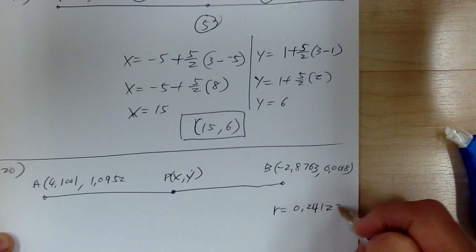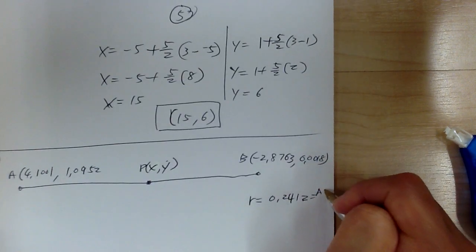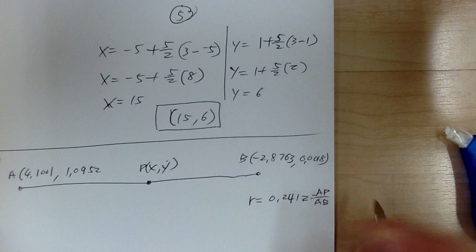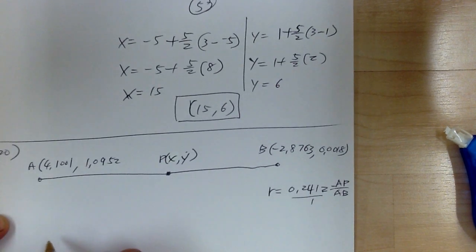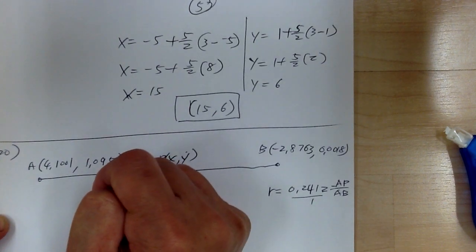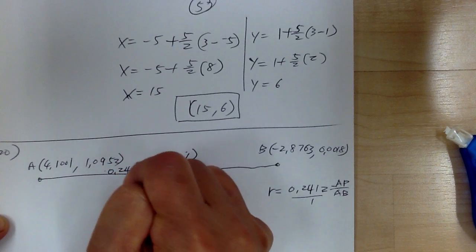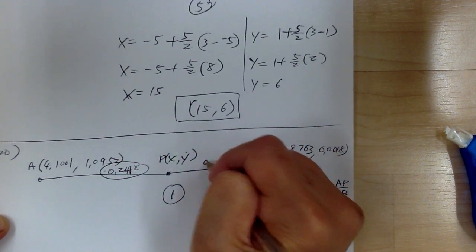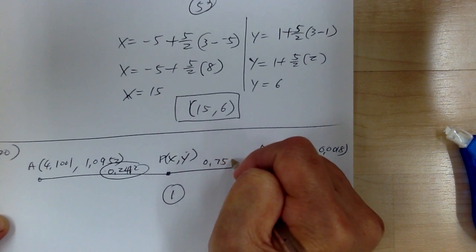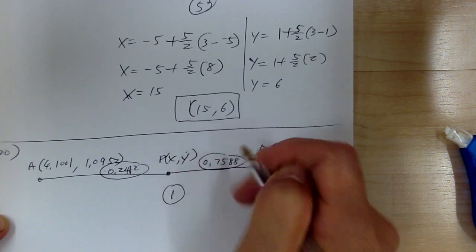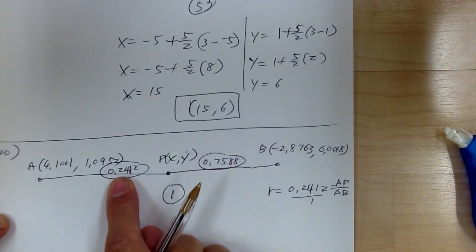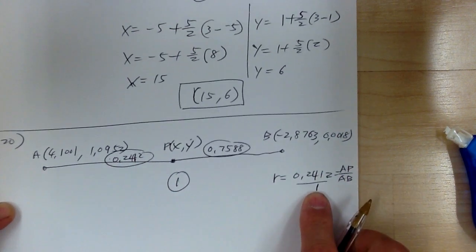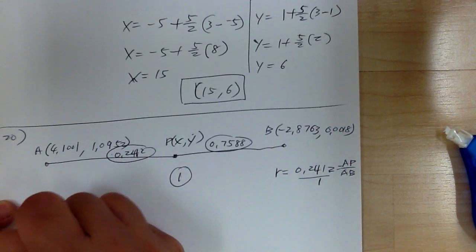And so this is equal to AP over AB. Now notice there's no fraction, so what you do is you just put it over 1. So that means this whole thing is 1, and this over here is 0.2412, and this over here would be 0.7588. So this will give you the 1. But you don't really need that. All you need is R. But when you don't see a fraction, it's over 1. That's what that is.